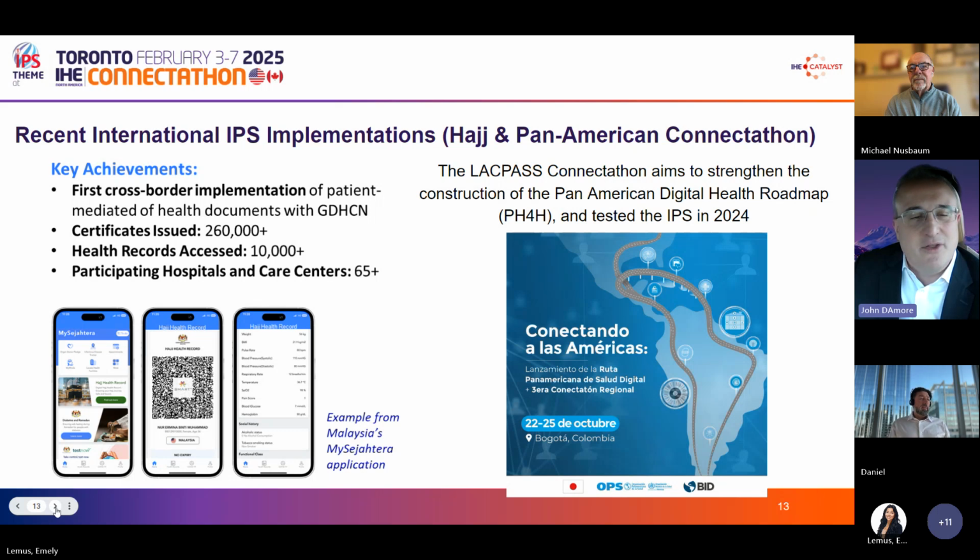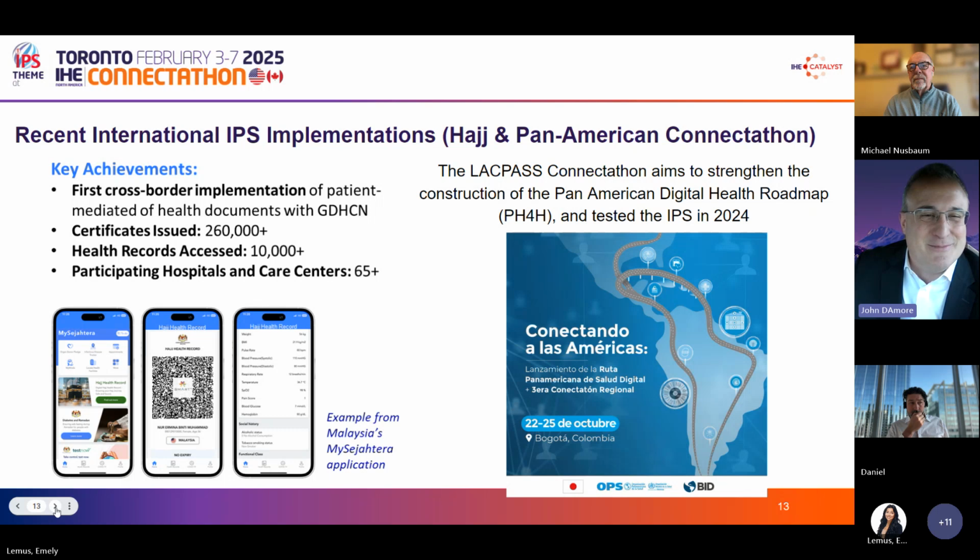In addition, one of the other implementations of IPS that we're seeing that's very exciting is in Central and South America as well. So they recently had a LACPAS Connectathon that is aimed at strengthening the construction of the Pan-American Digital Health Roadmap, and they tested the IPS just in October, so just about a month and a half ago, for being able to exchange that. And we're seeing individual nations within that highway again use the IPS as a domestic-based infrastructure and patient summary for exchanging information during care transitions.